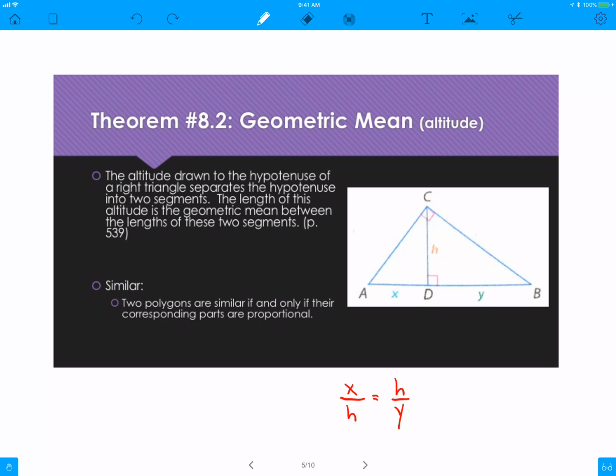Okay, does everyone have the formula written down? Okay, so x over h equals h over y. Now, when I look at a triangle, this is what I see, and I'm going to circle this just so you can see it. So if you have a right triangle and you have that altitude going down, these are the three numbers I look at. Does that make sense now? Those three are in relationship to each other.